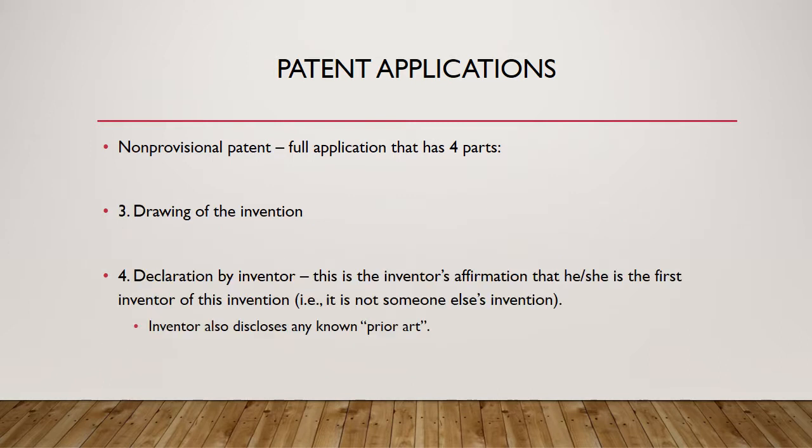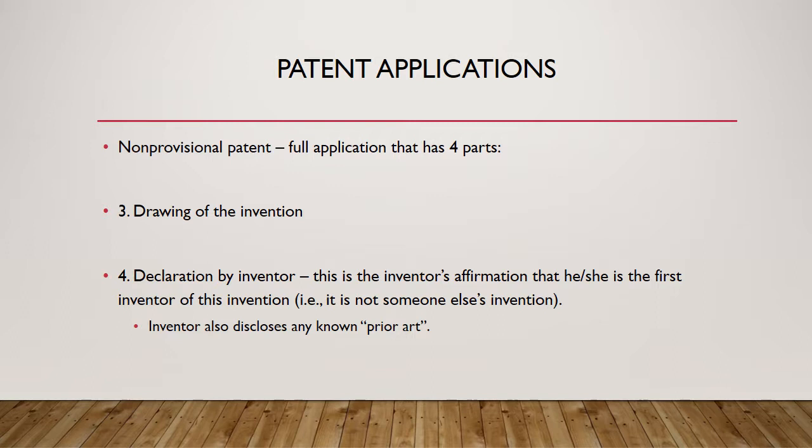So the last 2 parts of the application are the drawing of the invention, and that's just what it sounds like. It would be a drawing showing what the invention is. It's kind of like a blueprint for it. And then the last thing is you have a declaration by the inventor. And it has 2 main functions.